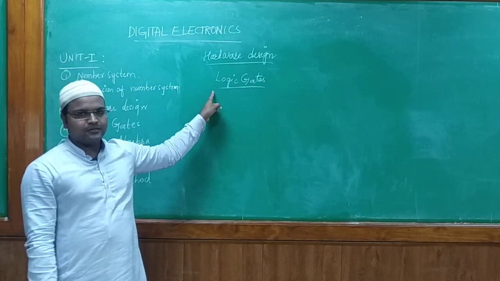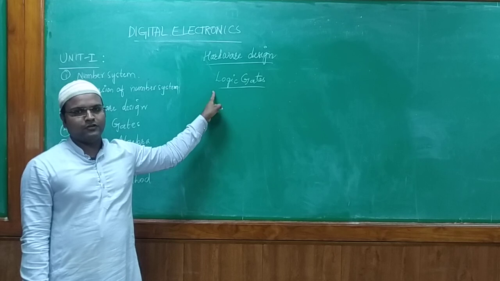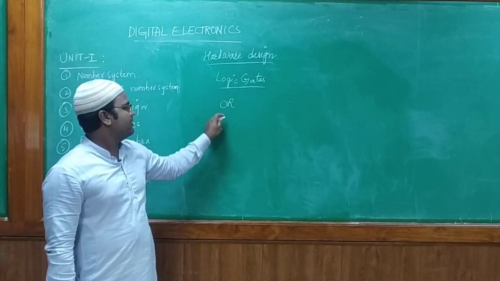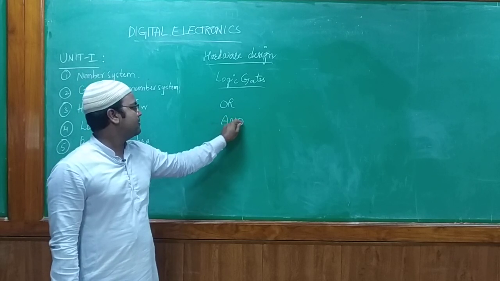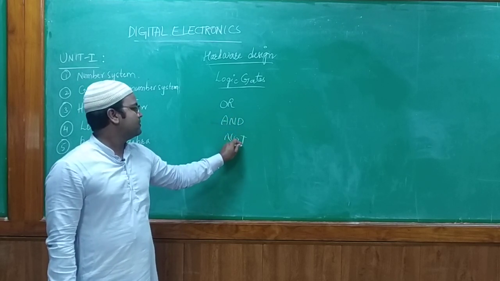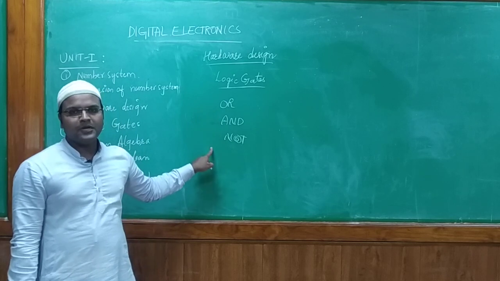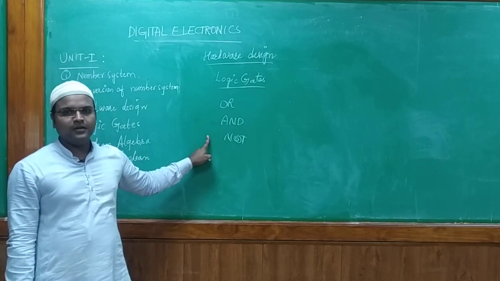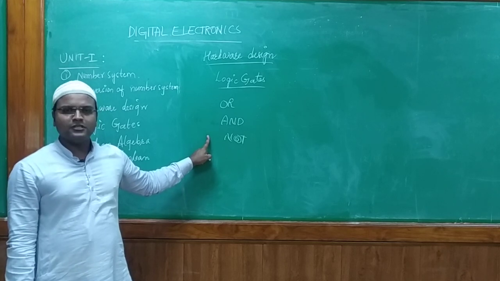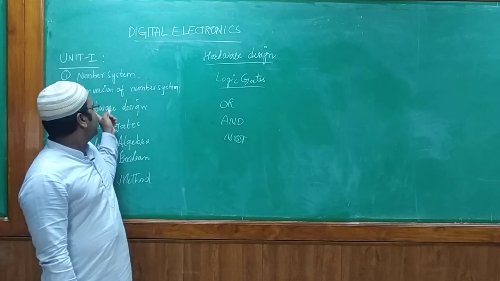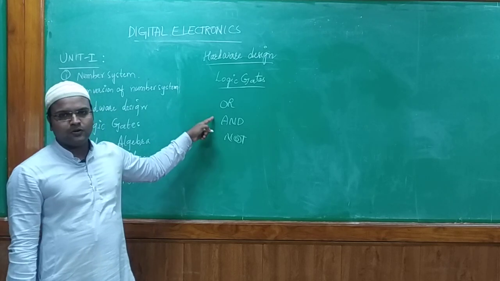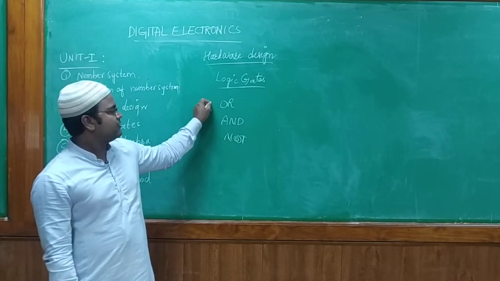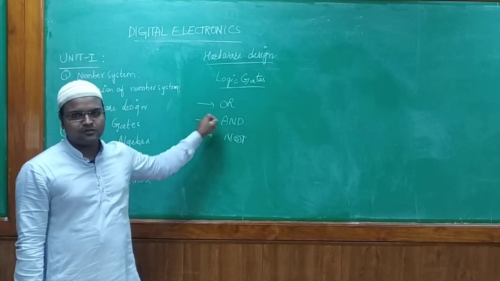What are logic gates? We will have different types of logic gates which we can consider. The basic gates are the OR gate, AND gate, and NOT gate. These are called basic gates. They consist of the unary operator as well as the binary operator. Since we are dealing only with the hardware design, we are considering only the basic things. Since it's an overview topic, I will explain what these basic gates are.